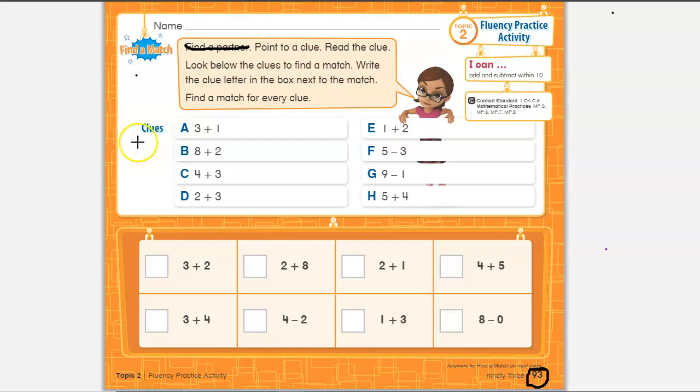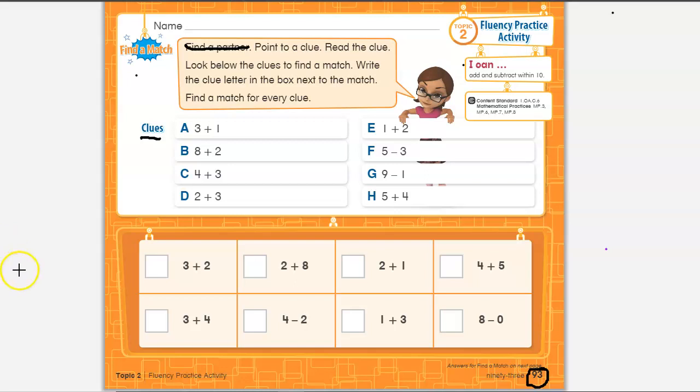So what we're going to do, these are called the clues up here. All of these are the clues. Below in the box, we need to find which letter, so which clue, is going to match the equation, and we are going to put that letter in the box. And I forgot to say it at the beginning, but our learning intention today is I can add and subtract within 10. This is what we have done before. This is just some fluency practice, so it's just some review.